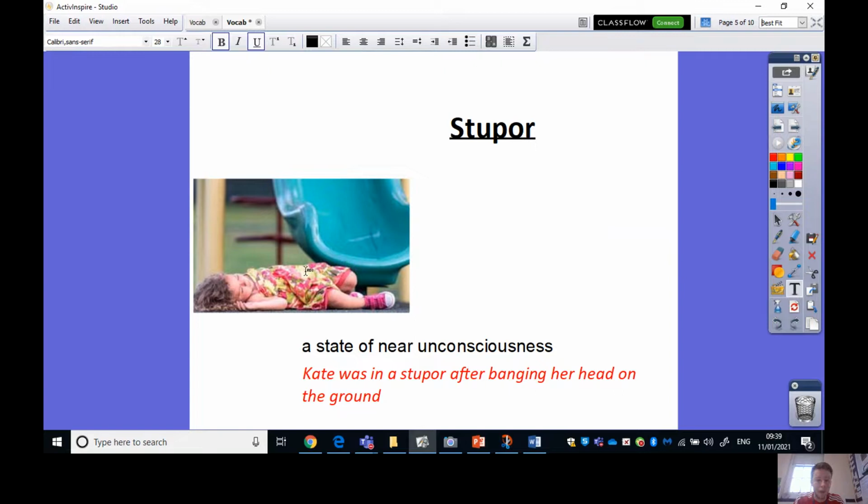So you can see Kate here in the picture. She is nearly unconscious because she banged her head on the ground. She is not asleep, but she's nearly unconscious. She's nearly lost all her consciousness. She's nearly passed out because she's banged her head. So my turn again, stupor. Your turn. Excellent. Well done.